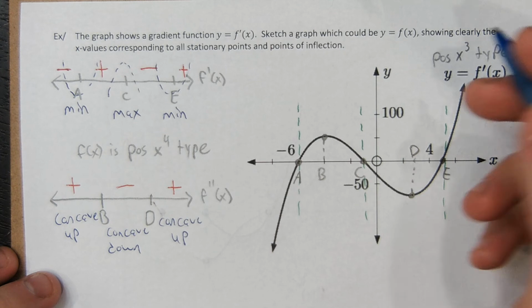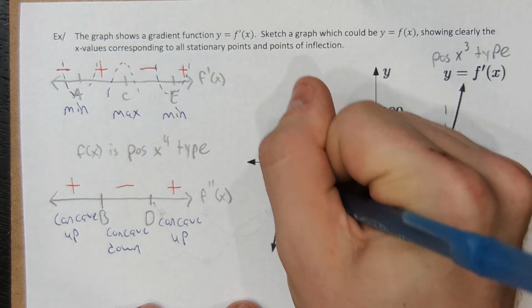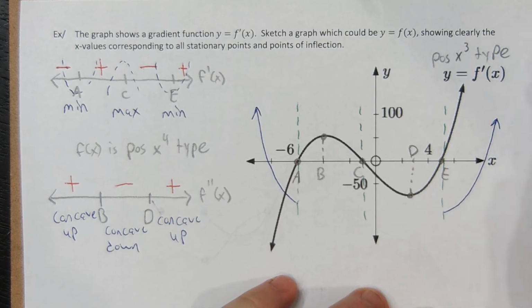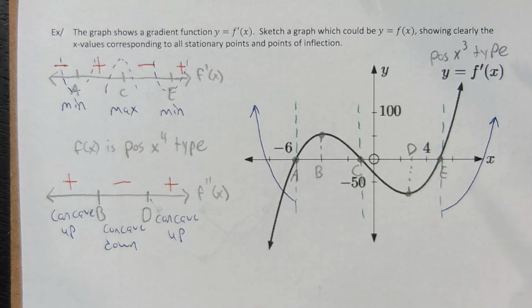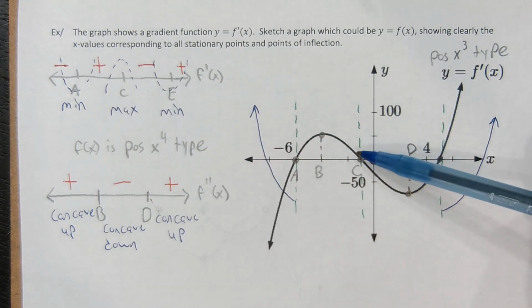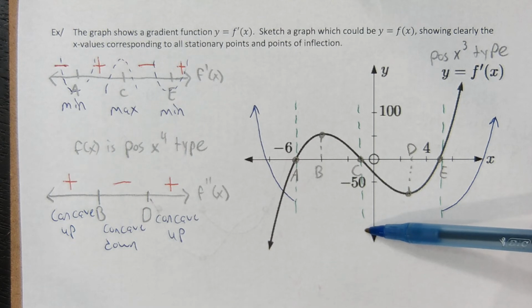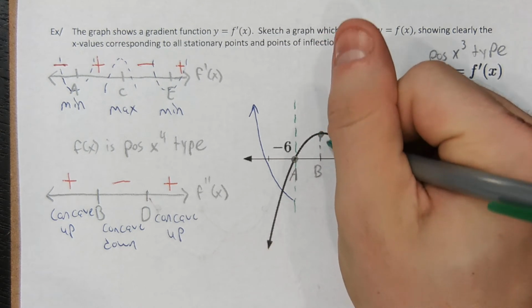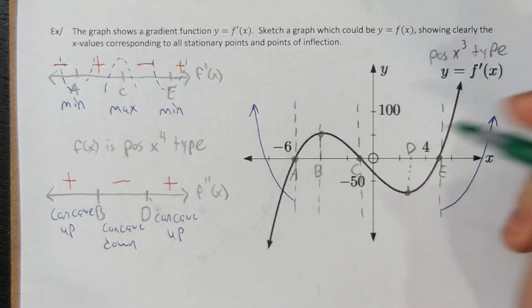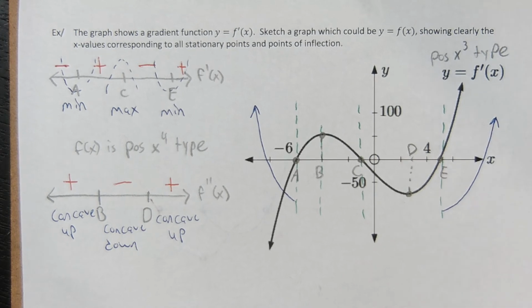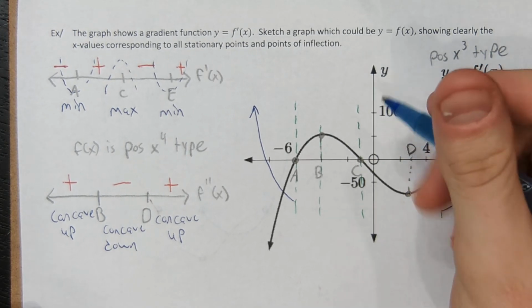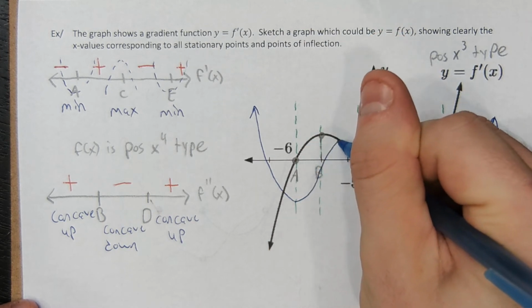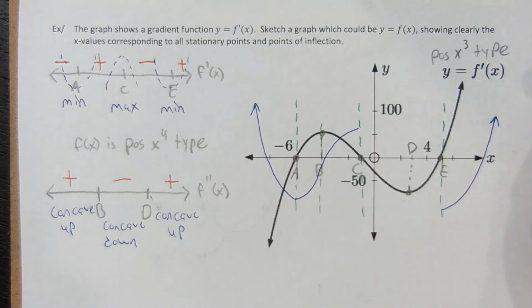So I'm going to pick an arbitrary y value, and we go up and up, like that. We know at point C, on this green line, I have a maximum of some sort. And right here on B, I'm going to have a change in concavity. So let's see if I can pull that off. There we go. That was pretty close.